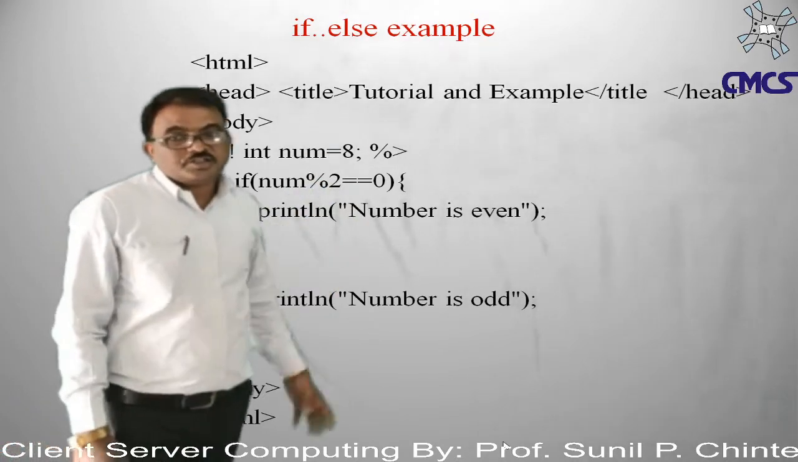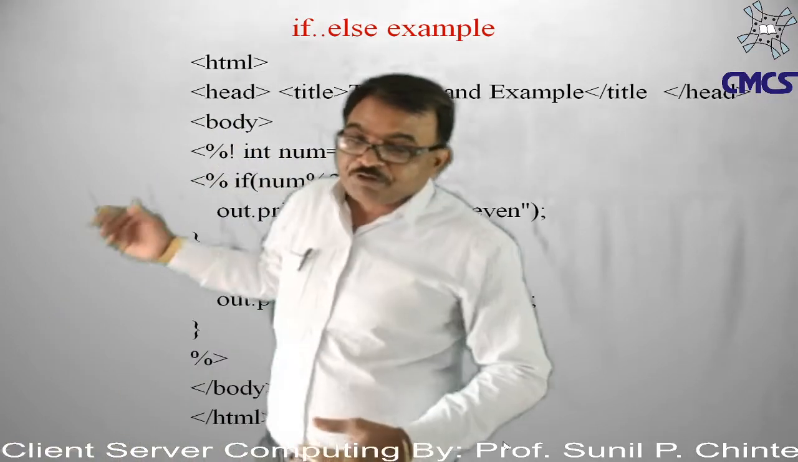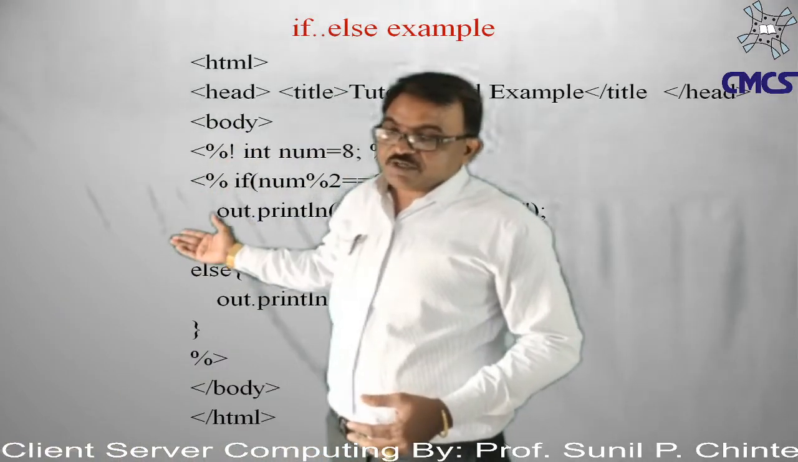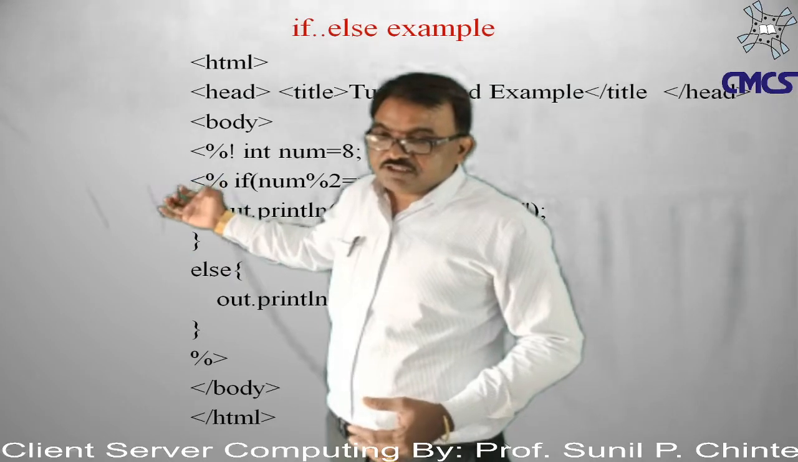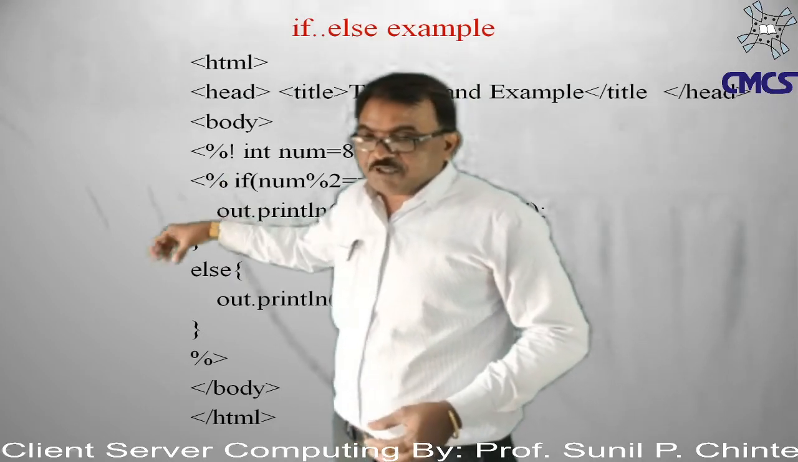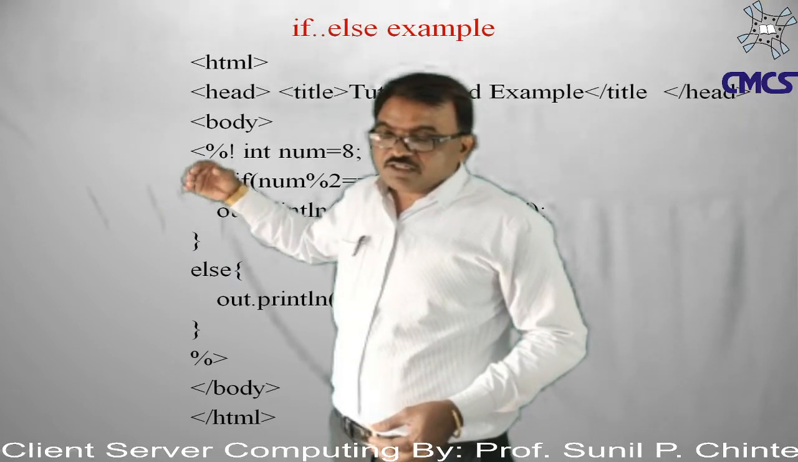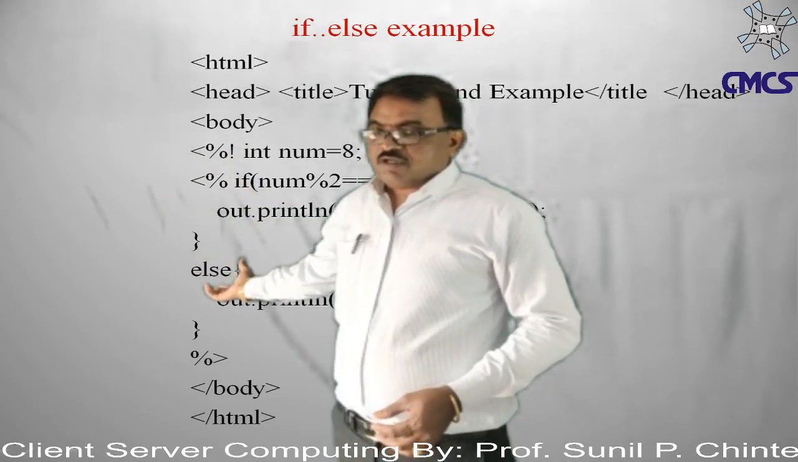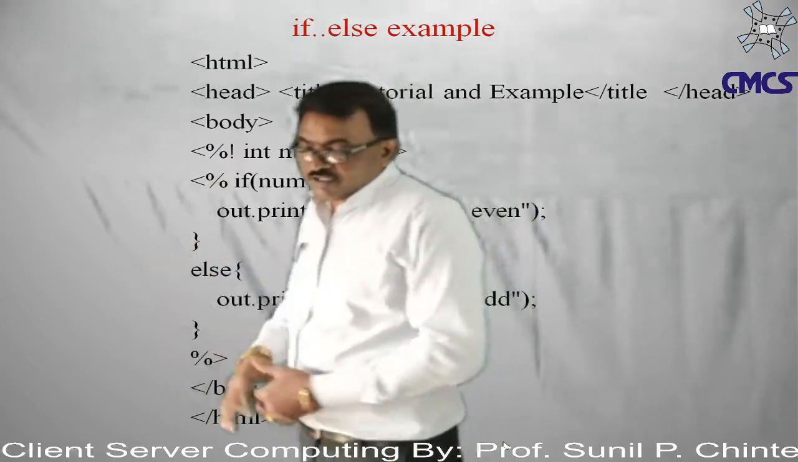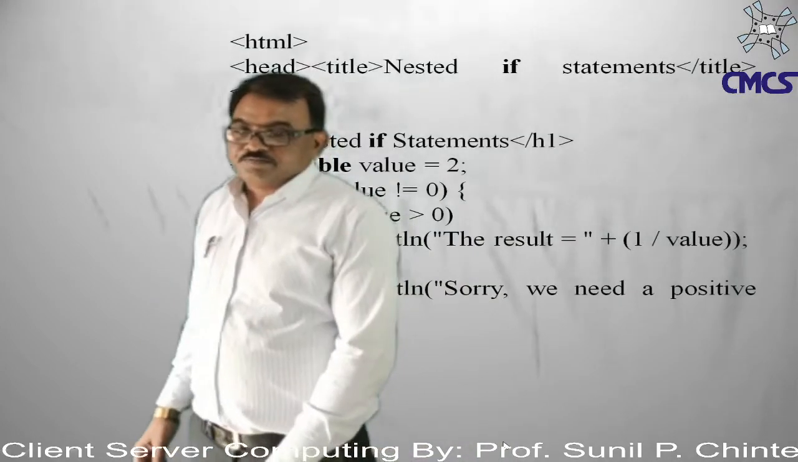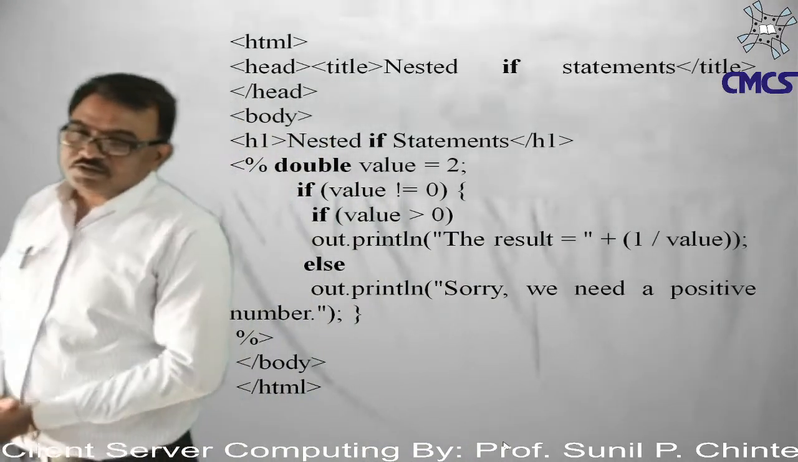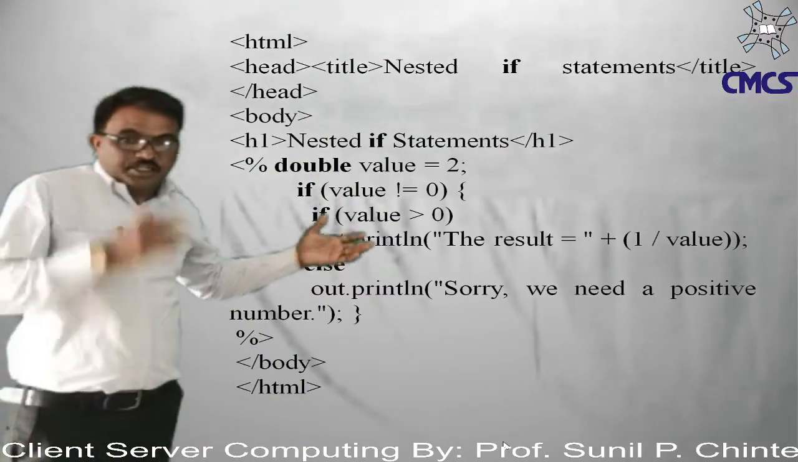So this is the simple if else, or we can say a branching control statement. By using it we can control the flow of execution. If you want to execute either the if block or the else block, that's why it is called a control statement. Next example is the nested if else.